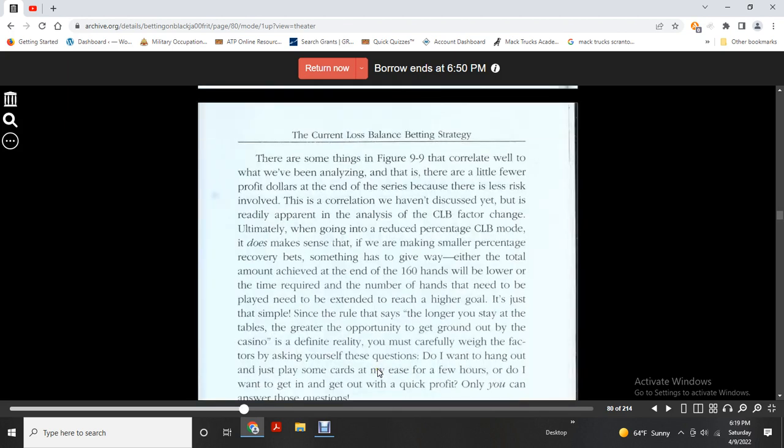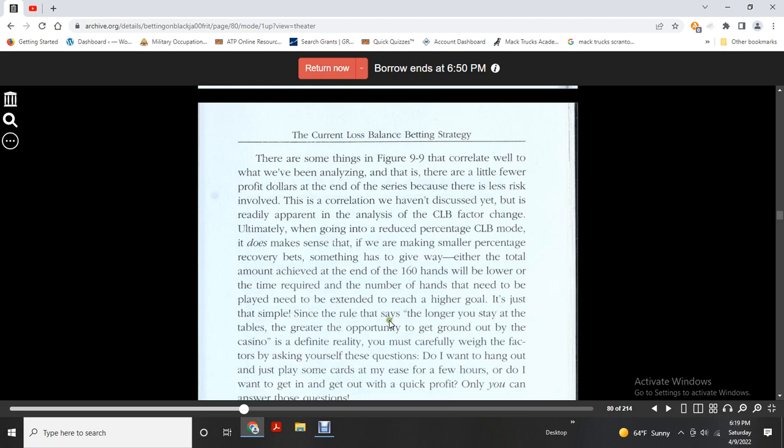There are some things in figure 9.9 that correlate well with what we have been analyzing. There is a little less profit at the end of the series because there is less risk involved, which correlates with the discussion about the clearance losing bet factor. Ultimately, when introducing the percentage of clearance losing betting mode, it makes sense that with smaller percentage recovery bets, something has to give. Either the total amount achieved at the end of the 160 hands will be lower, or the number of hands needed to be played must be extended to reach the higher goal.